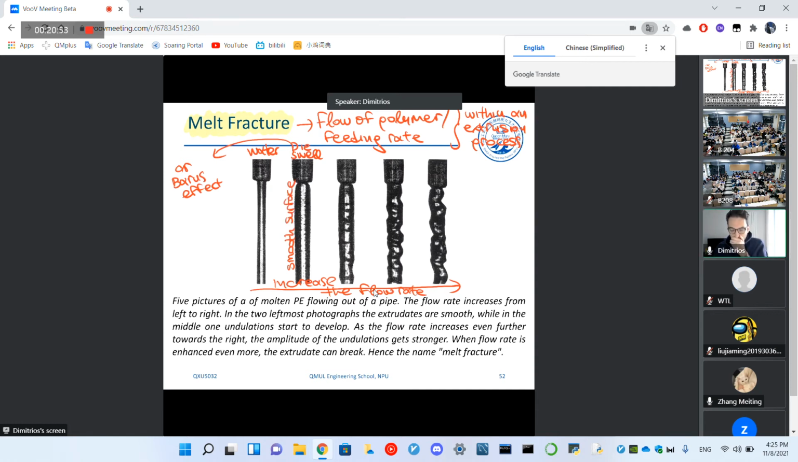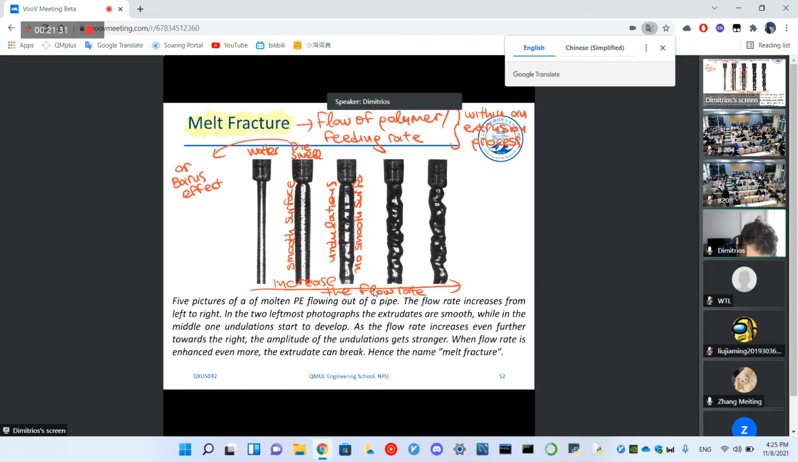Now, if we increase the flow rate more, if we increase more the material that comes out from the extruder while keeping the feeding rate, we end up developing undulations, okay, developing an unstable extrusion profile. So these are called undulations. No smooth surface.